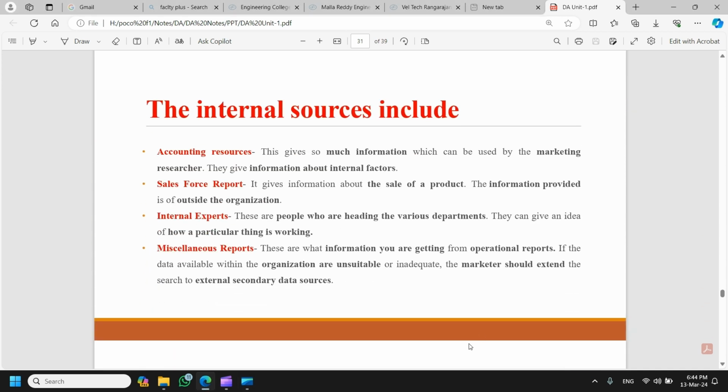The internal sources include accounting records, Salesforce data, internal experts, and miscellaneous reports. Accounting records hold much information which can be used by the marketing researcher. This gives you information about internal factors. The Salesforce report shows the sales of the product and the information provided from outside the organization. The internal experts are those heading the various departments, who know how a particular thing works. Internal experts means knowledgeable persons in the organization. Miscellaneous reports cover operational costs and what the organization finds unsuitable or inadequate in the market.